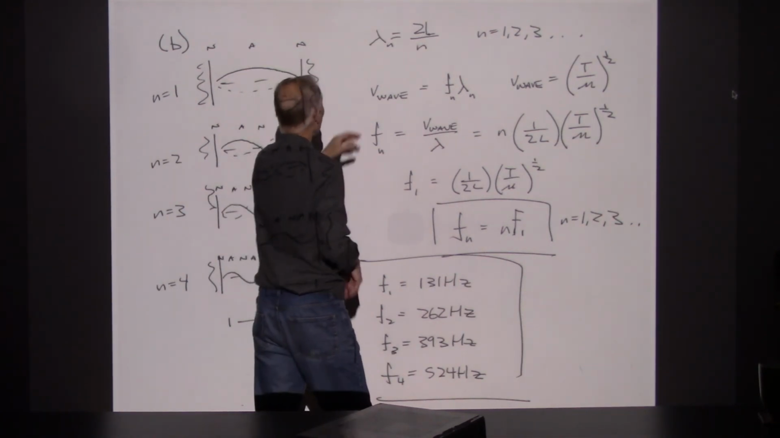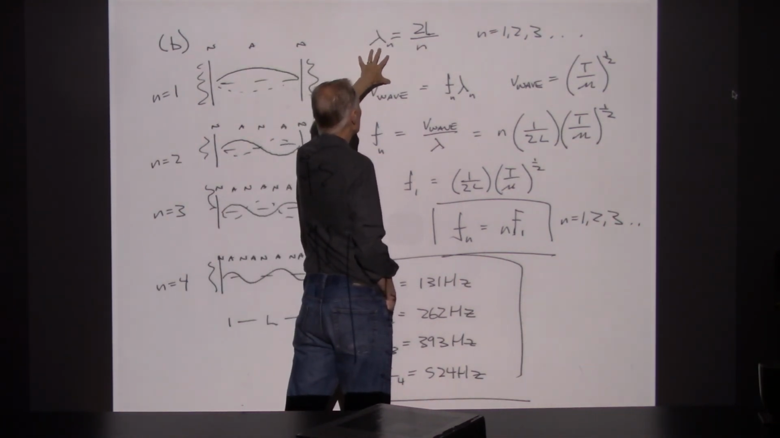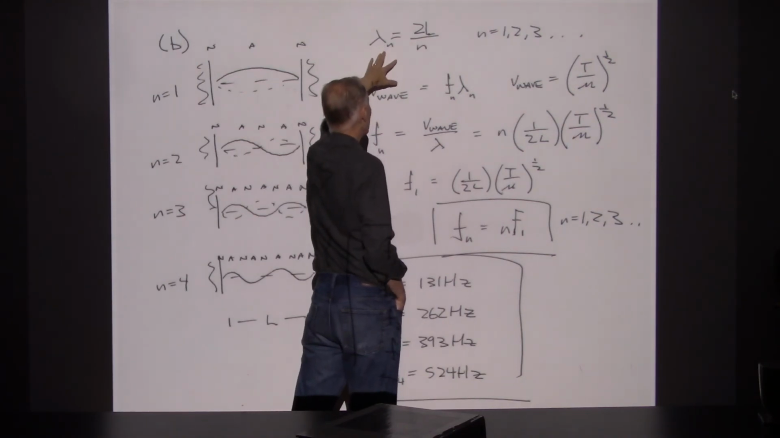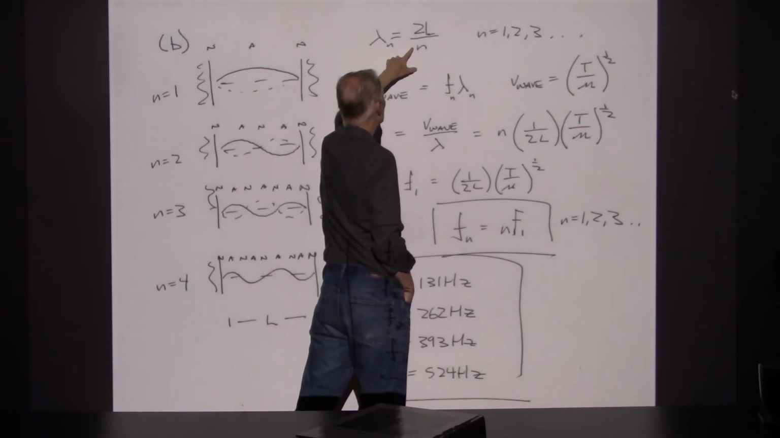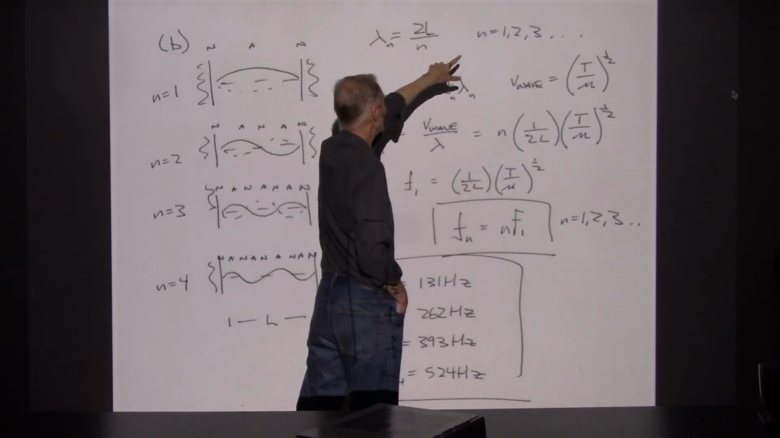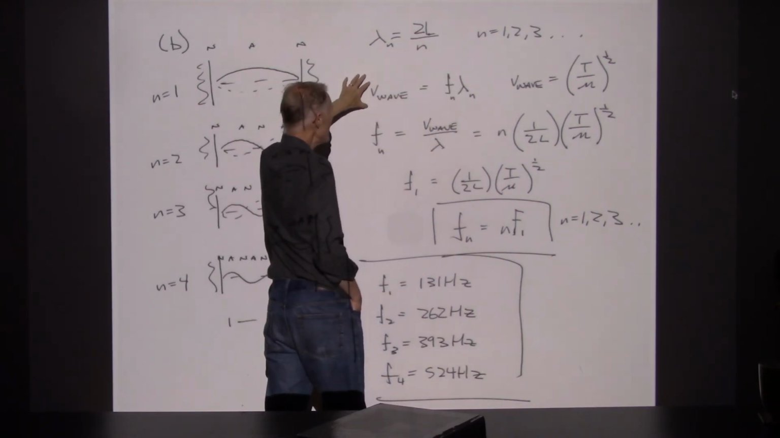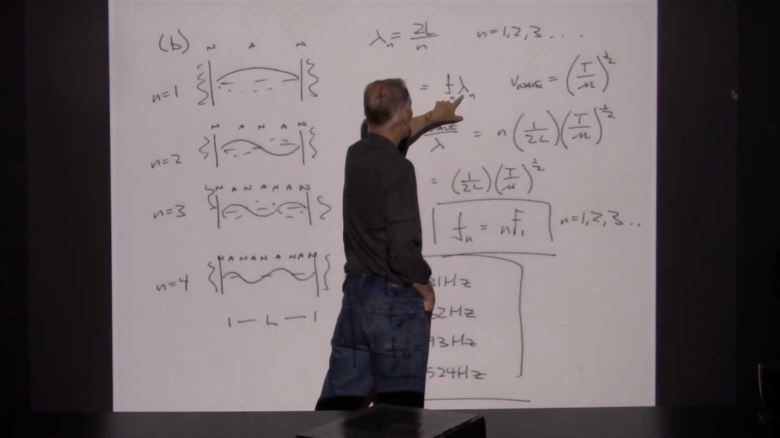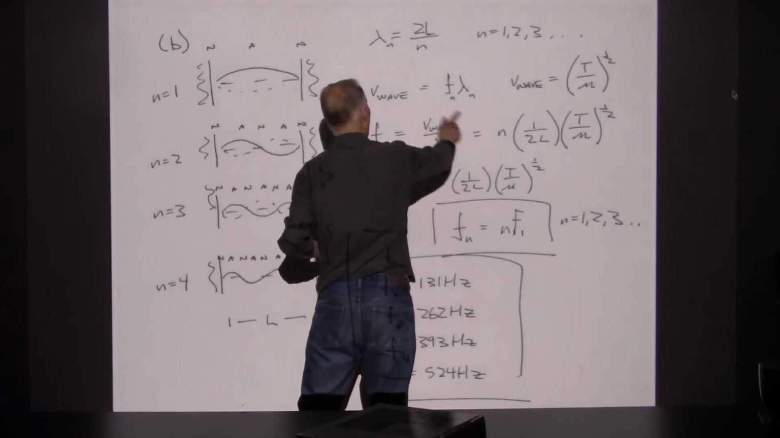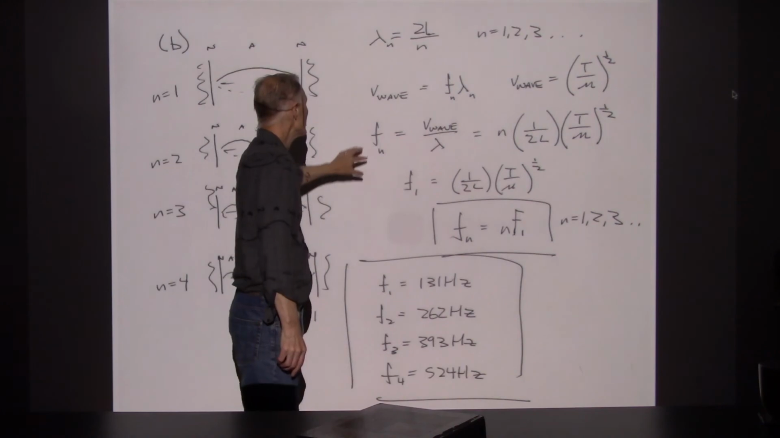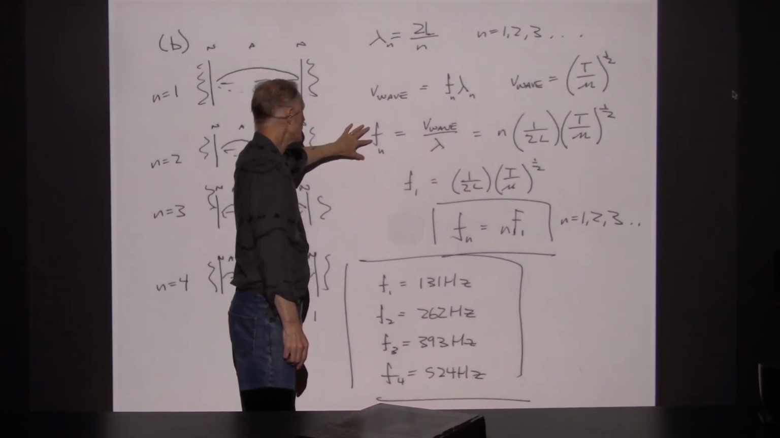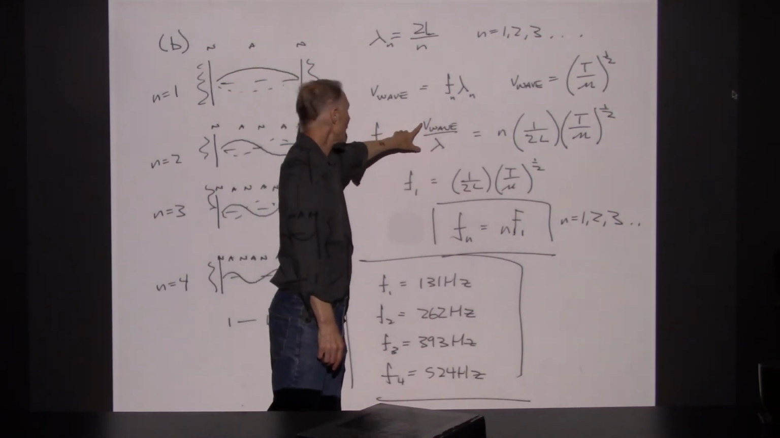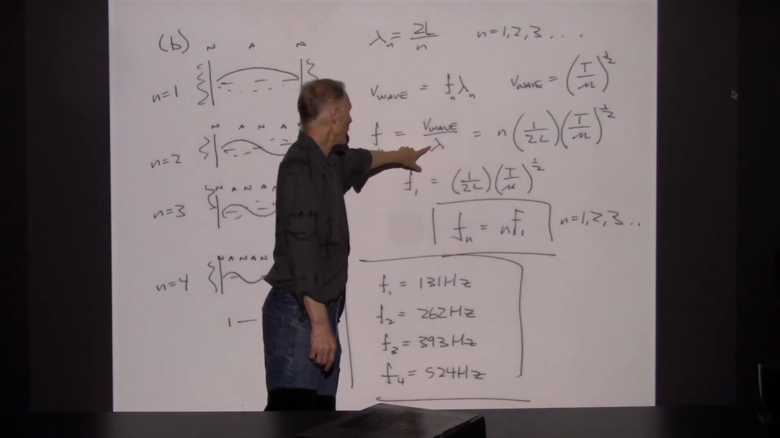So let's take a look at it. Remember, the wavelength for each harmonic can be determined by 2L over n, where n is an integer value. The wave speed is related to the frequency times the wavelength, so we can determine the frequency by taking the wave speed and dividing through by the wavelength.